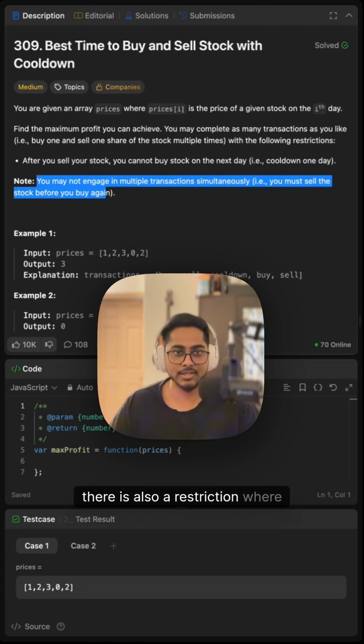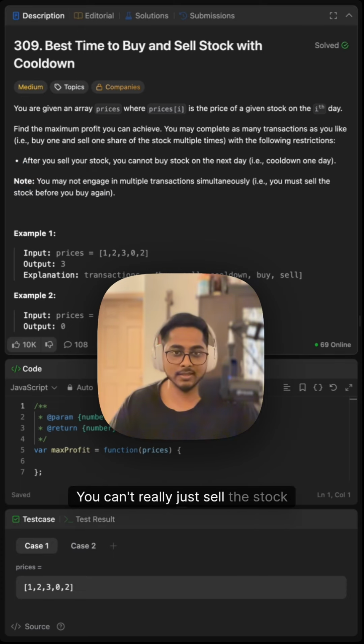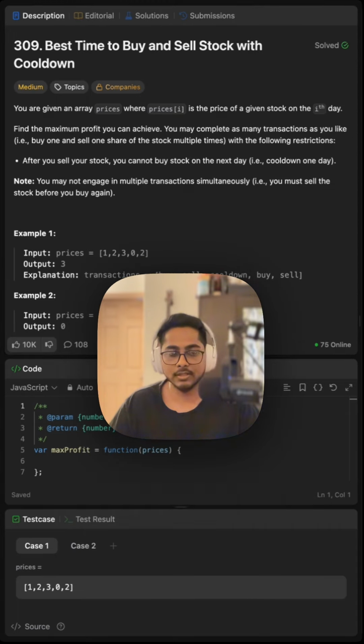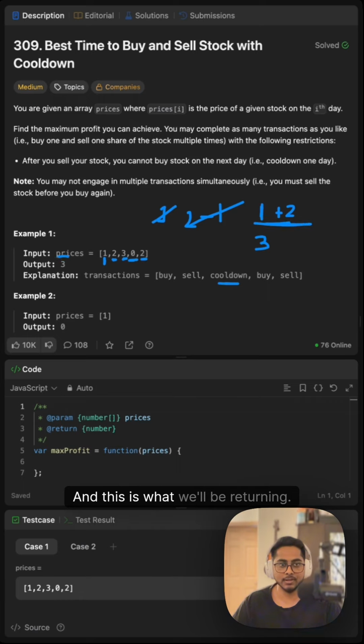There is also a restriction where you have to buy a stock, then you have to sell it. You can't really just sell the stock. If we see this example here, the explanation that they have is firstly we buy at 1 and then we sell it for 2. So 2 minus 1 is 1. And then on the third day we take a cooldown. So this is a cooldown, we do nothing. And then we buy at 0 and sell at 2. So that will be 1 plus 2, and this will be our 3. And this is what we'll be returning.